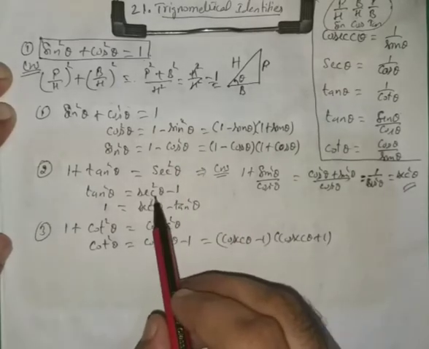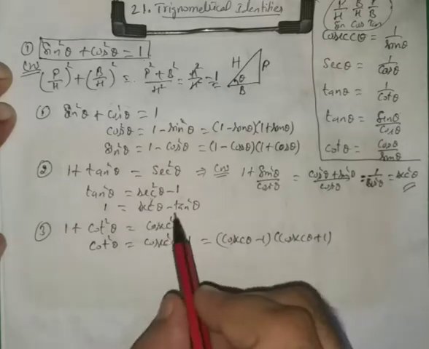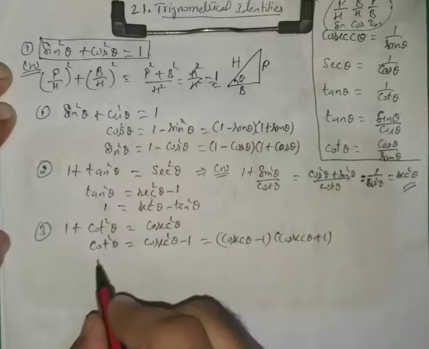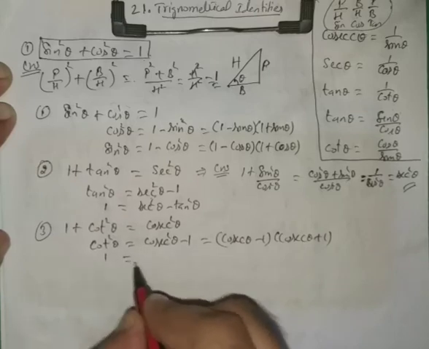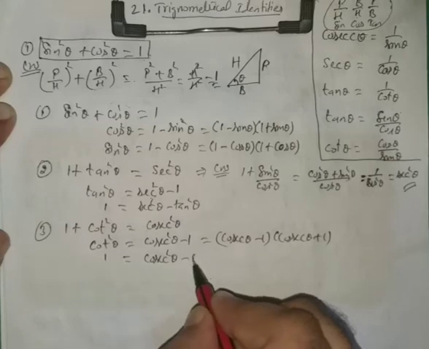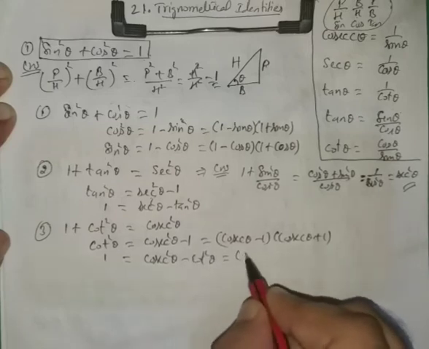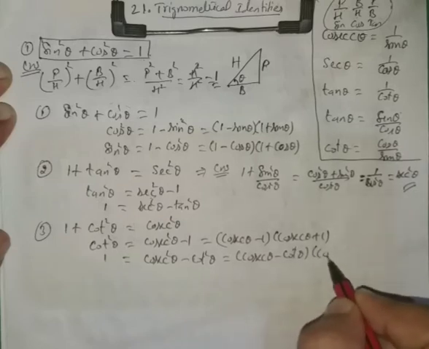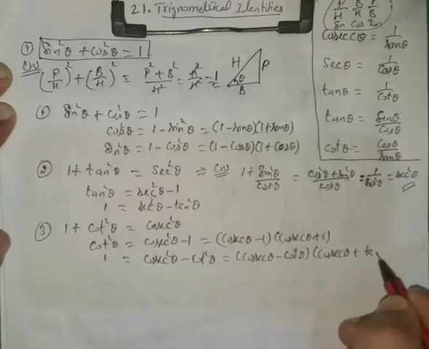Here also we can write secant minus 1 and secant plus 1. Here also this can be written as (secant theta minus tan theta) and (secant theta plus tan theta). And 1 is equal to cosecant square theta minus cot square theta. And this can also be written as (cosecant theta minus cot theta) multiplied by (cosecant theta plus cot theta).